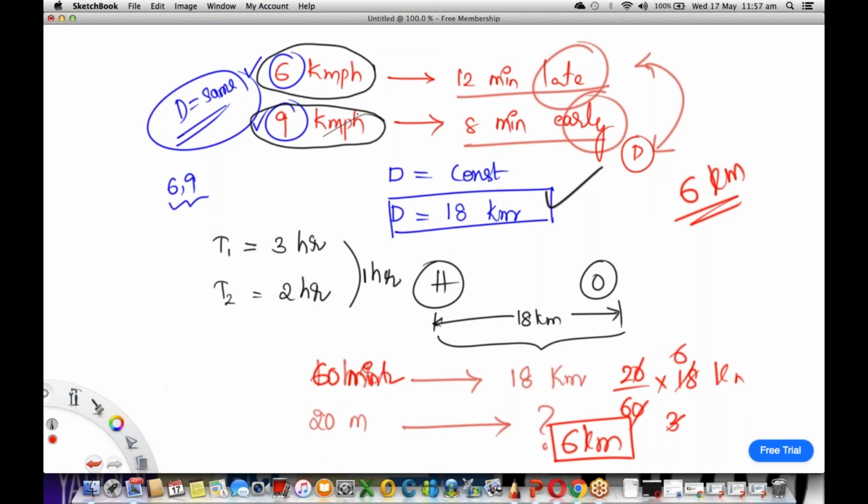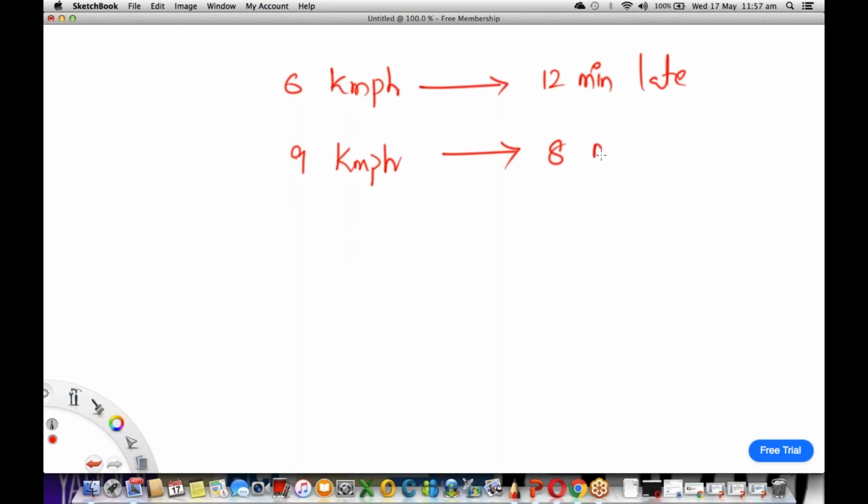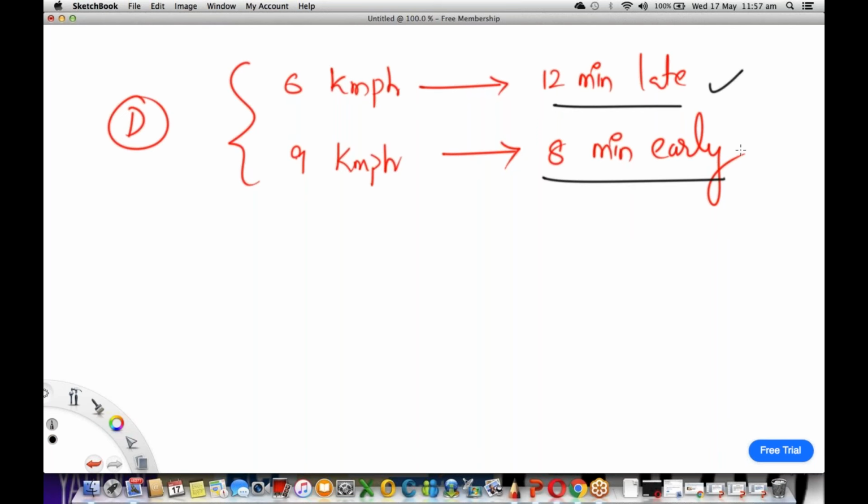Or otherwise, I can solve this question by using the traditional approach. A car is moving with a speed of 6 kilometers per hour and reached the office 12 minutes late. Next day, the car is moving with a speed of 9 kilometers per hour and reached the office 8 minutes early. This is the basic information, and we are expected to get the distance.